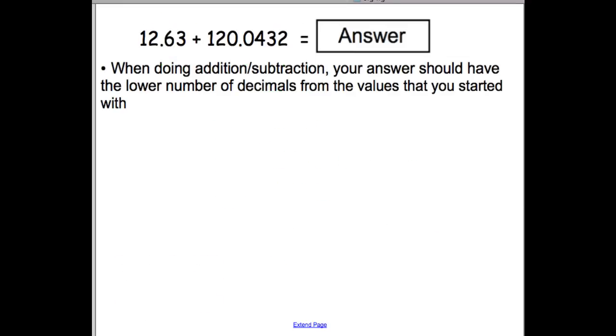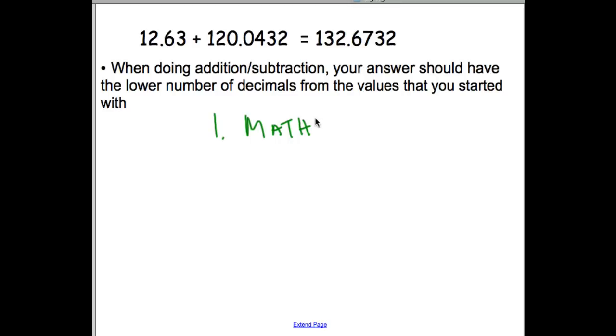So here's another one for you. Again, we're going to take a look at how we do this step by step. And remember, our first step is do the math. So I have 12.63 plus 120.0432. Okay, first step, do the math, plug it into a calculator. When you do that, you get 132.6732. Our second step is to count up the decimals.